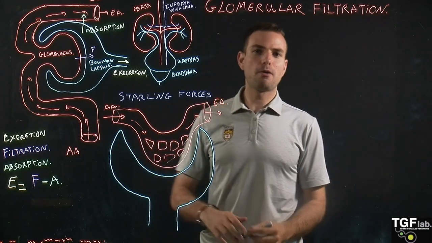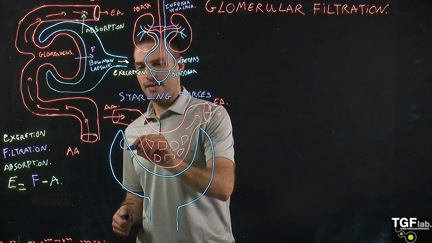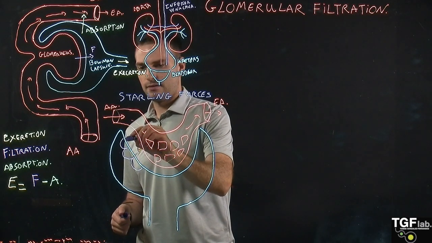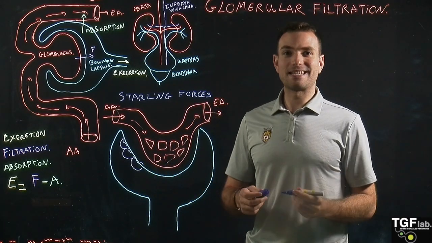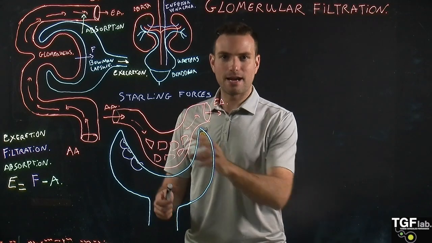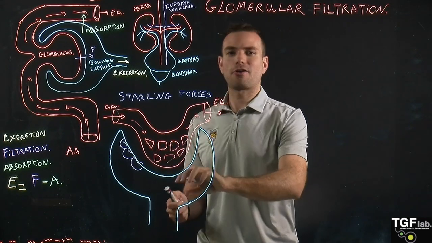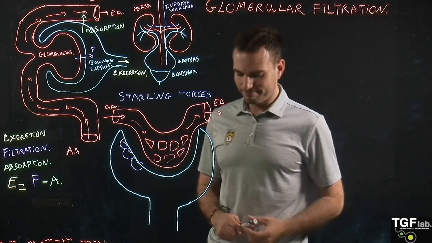Also in the Bowman capsule we have this specific cell type, which are called the podocytes. These podocytes are specialized cells that are going to mediate this process of filtration. And they are going to form this barrier here between the Bowman capsule and the endothelium in the glomerulus.